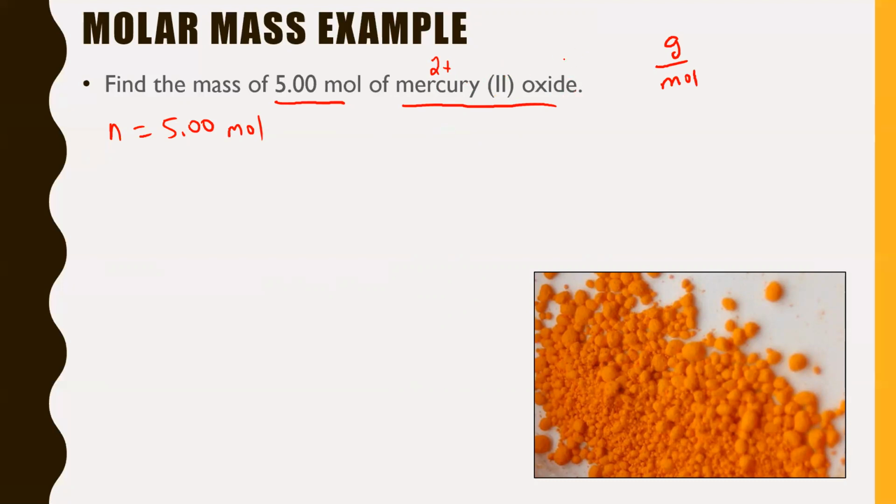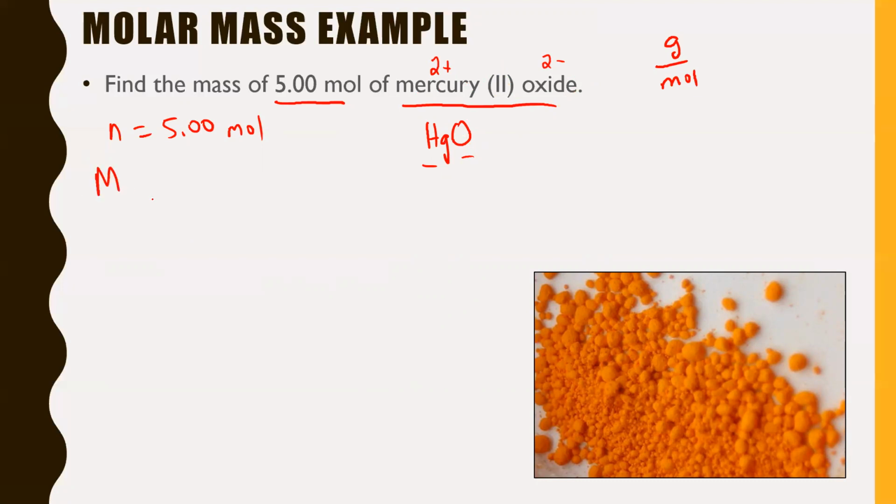Oxygen, on the other hand, always has a 2 negative charge when it's in an ionic compound. So we know the formula for mercury 2 oxide is mercury, which is Hg, and oxygen, which is just O. So HgO. Now this actually helps us find our molar mass. Like I mentioned before, if you look on your periodic table, you can see the molar mass of mercury and the molar mass of oxygen, and you just add them together to find the molar mass of mercury 2 oxide.